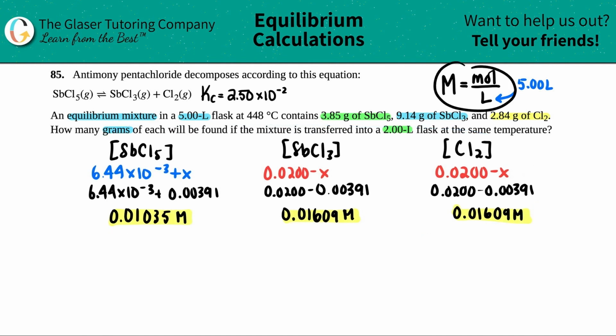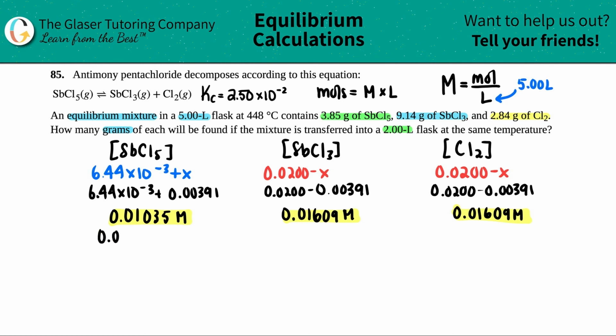Now remember, molarity equals moles divided by volume. But now they told us that it was a 2-liter flask. We have the molarity. So for each one of these, I can solve for the moles. And remember, if I just rearrange this formula, moles equals molarity times liters. So I could basically take these values and times it by the new liter. The 2 liters, not the 5. The 5 was the initial. The 2 is now what we're in.